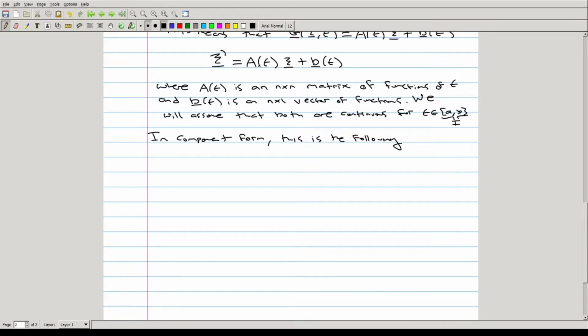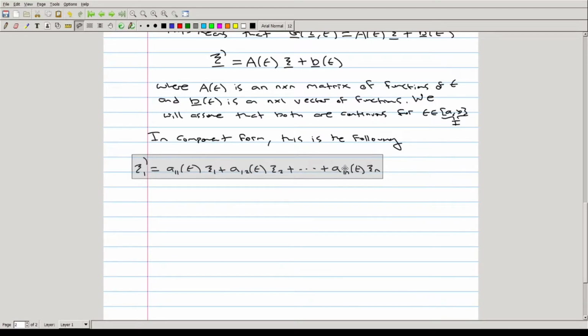Well, if you do this matrix multiplication out and add this b of t, you get that xi1 prime will be a11 of t, whatever that function is, times xi1, plus a12 of t times xi2, plus, and the sum all the way up to a1n of t times xin, plus b1 of t.